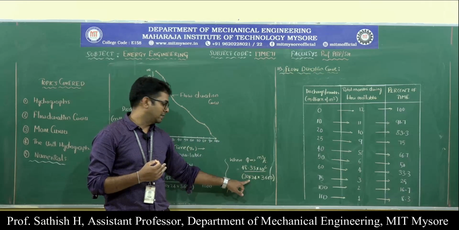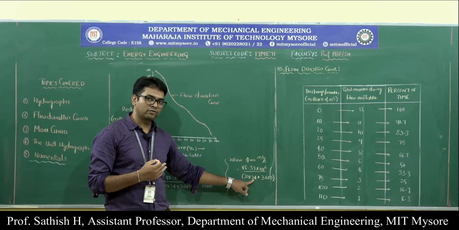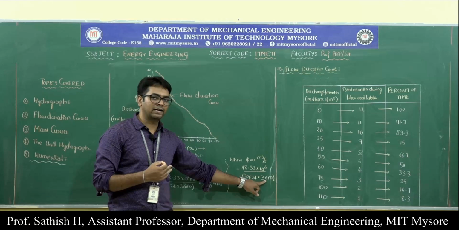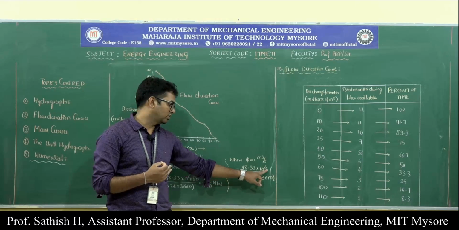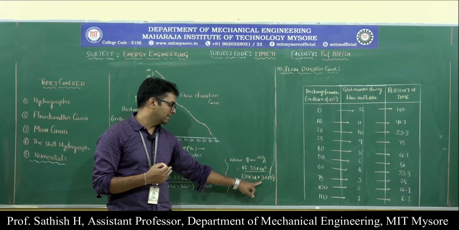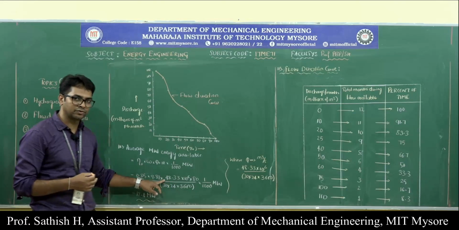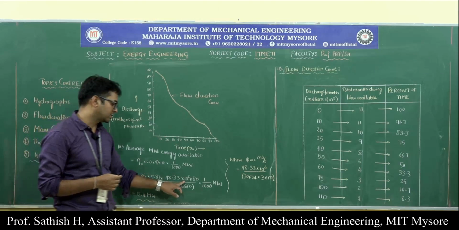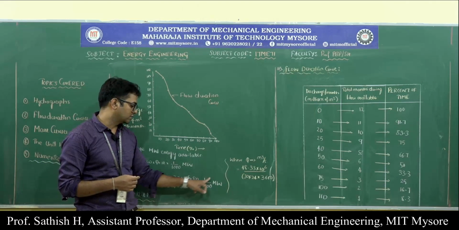Dividing by the month in the denominator, 30 represents the number of days, 24 represents the number of hours per day, which is multiplied by 3600 seconds, the number of seconds per hour. This is how you convert the month into seconds. In the numerator you now have meter cube, in the denominator seconds. So it is substituted here: 48.33 times 10 to the power of 6 divided by 30 into 24 into 3600, multiplied by 1 by 1000.